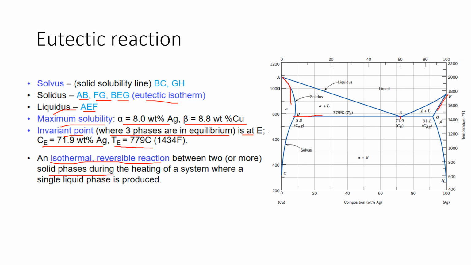An isothermal reversible reaction between two or more solid phases during the heating of a system where a single liquid phase is produced. This is called the isothermal reversible reaction. It occurs between two solid phases during the heating of a system where a single liquid phase is produced.